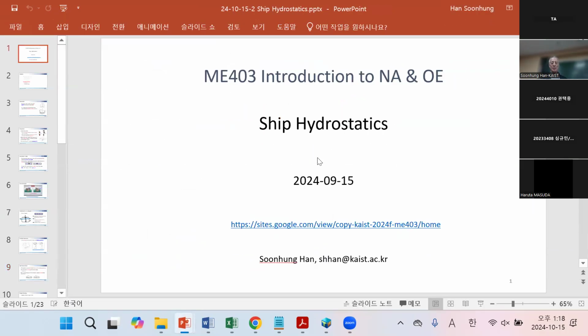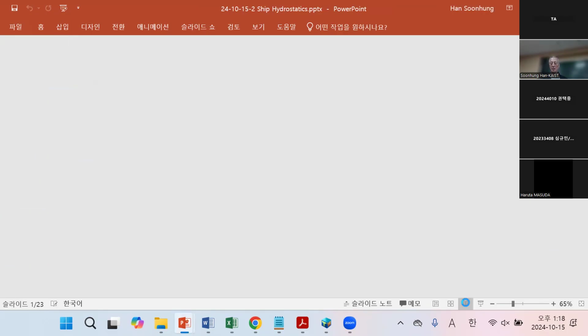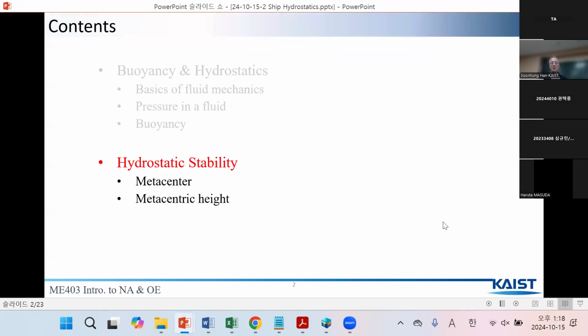See the second part of the hydrostatics. And the metacenter, M. The metacenter height is GM. Actually, it is the distance between G and M. Traditionally, or historically, they call this height.